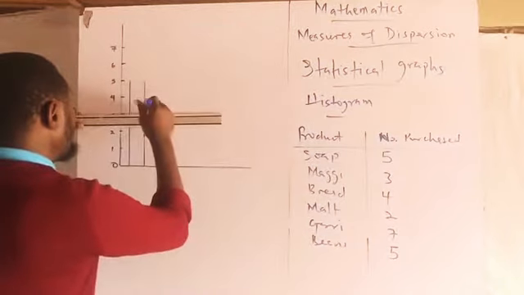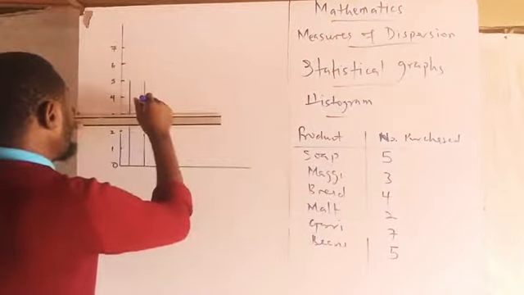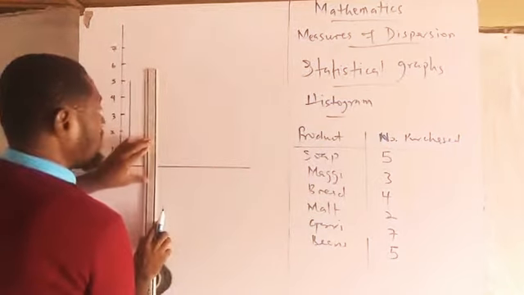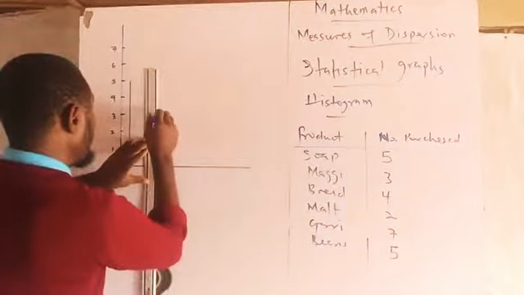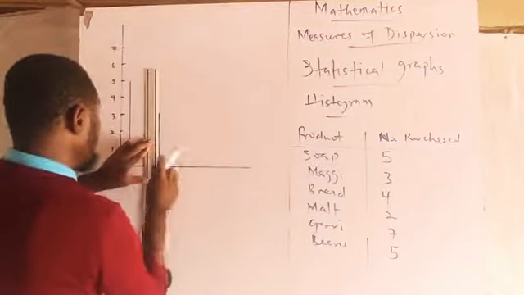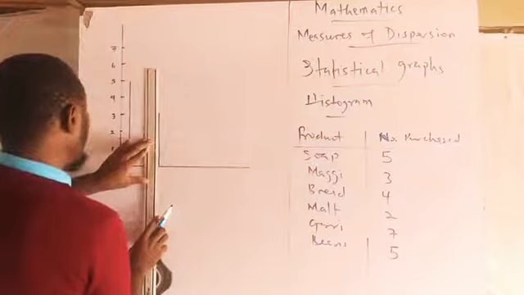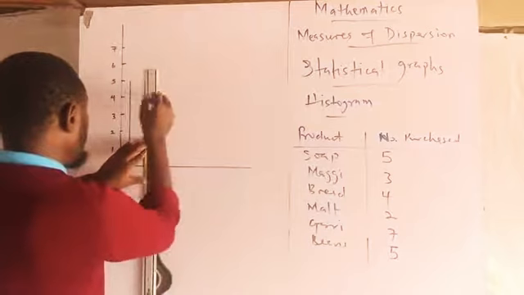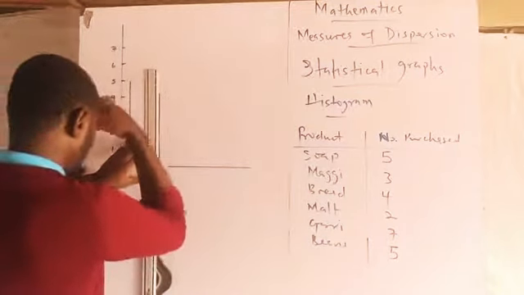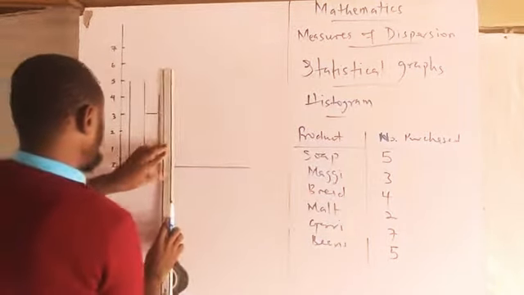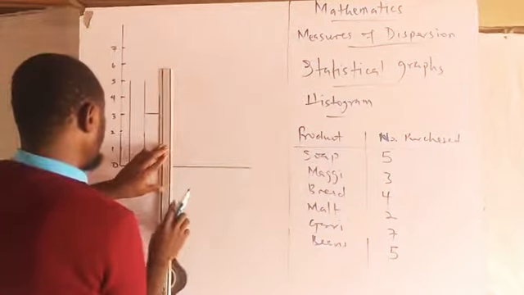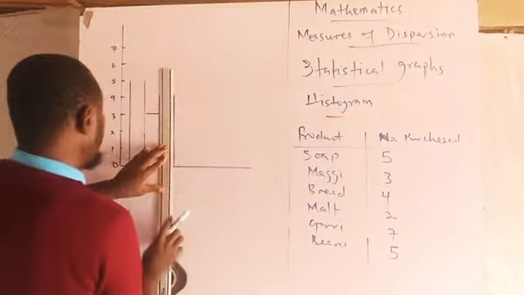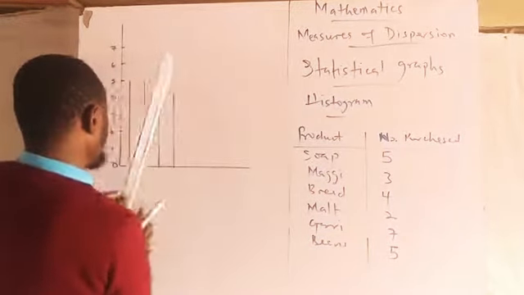Second bar, 3. I'll join from there directly. 3, which is Maggi. That is it. 3. 4 is the next bar. I'll go from 3. I'll go up to 4. That you should know. That is it. Finish up from there. We don't do spacing for histogram. That is it. 4. The next bar is 2. This is 2.